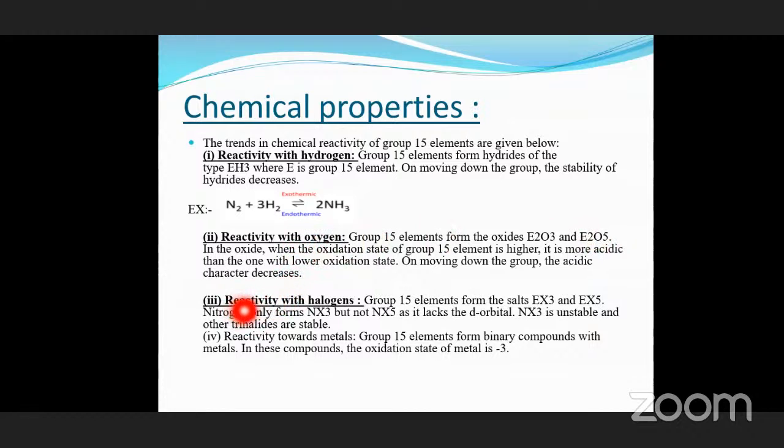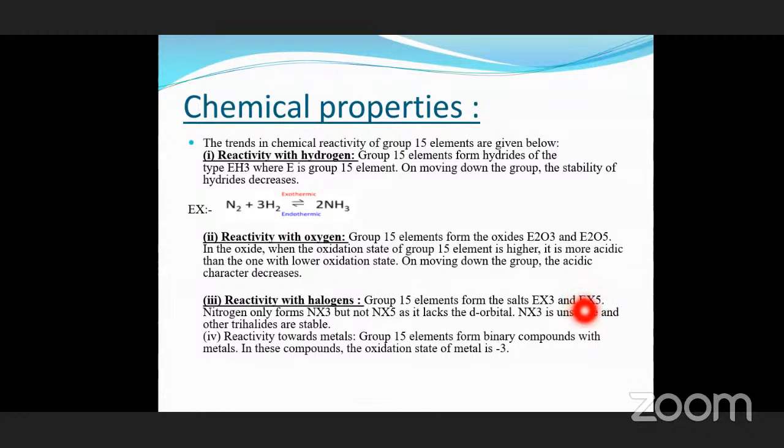Similarly, the third one is reactivity with the halogens. When all 15th group elements react with the halogens, they form EX3 type products. Give me an example for EX3 type: simply NCl3, NF3. NF3 is nitrogen trifluoride. Always EX3 means trihalides.